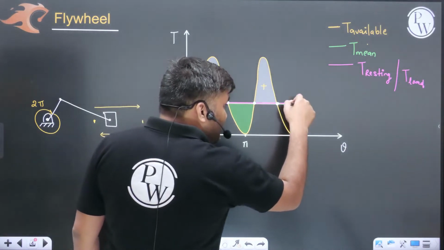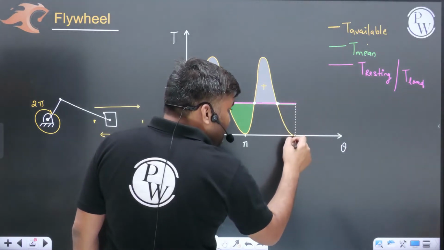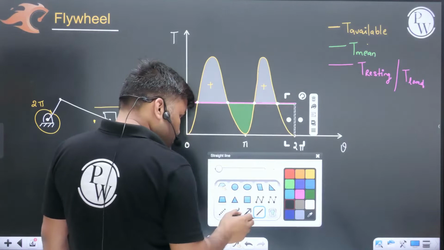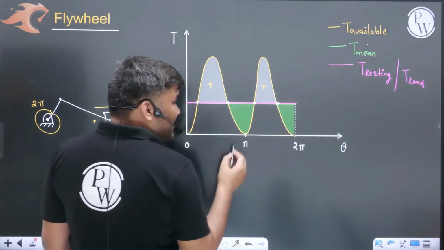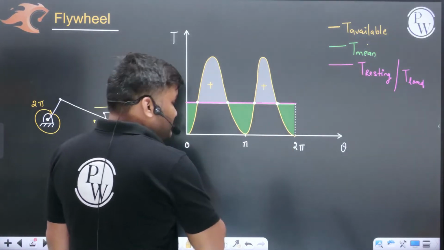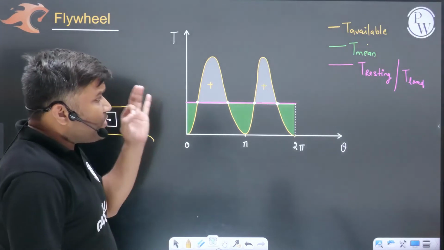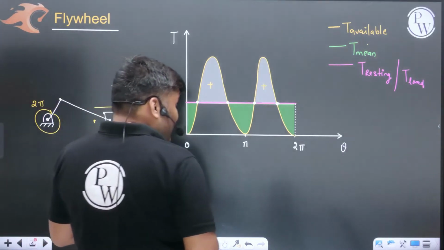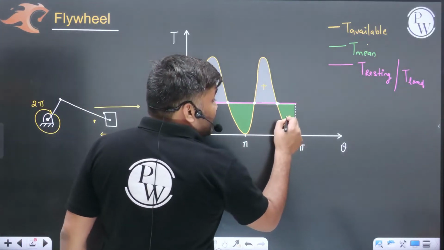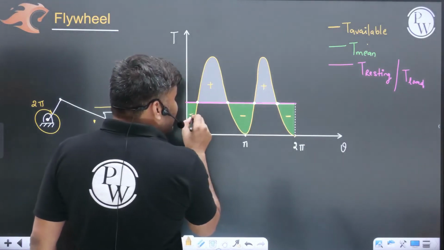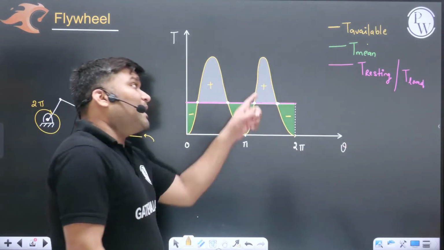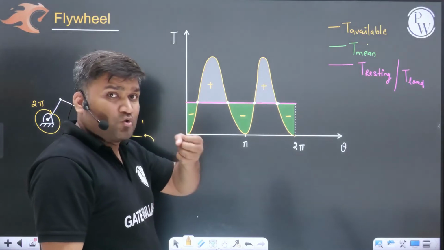Getting my point? Here the flywheel will deliver. Wherever you are going to have differences, the flywheel will deliver certain amount of energy. Negative means the flywheel will deliver here. Here the flywheel is going to absorb the energy.